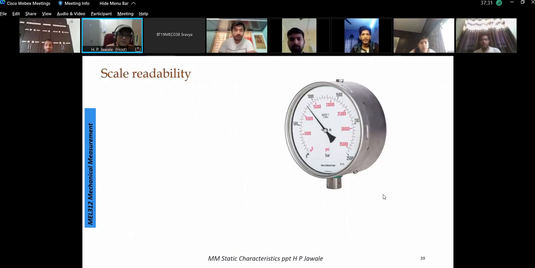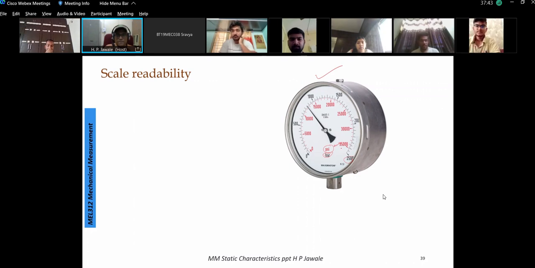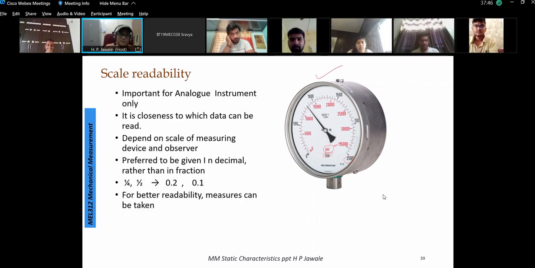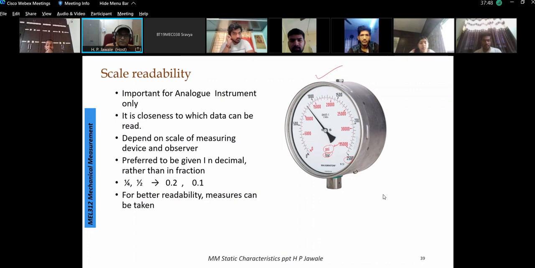Now let us understand the readability of the scale. Say a simple element is shown, a pressure measurement device is shown with the scale reading in terms of the bar, black color scale and red color scale with, say, pound per square inch. Now what is the readability? It is important for an analog instrument. It's very obvious. It is the closeness to which data can be read.